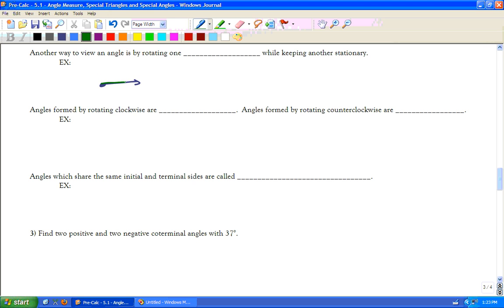In this case we'll say one blue and one green, and by rotating one of the rays while keeping the other stationary. So if we keep this blue one stationary and we rotate this green one upwards or downwards, we can create an angle, almost like the hands on a clock. That's another way of creating a ray.